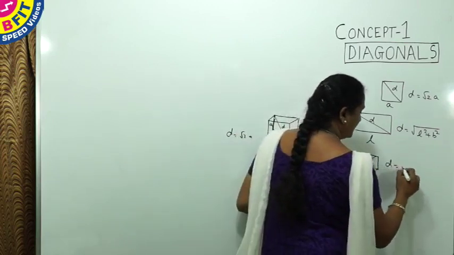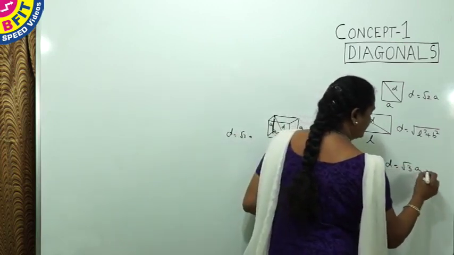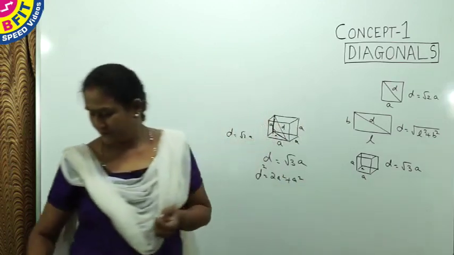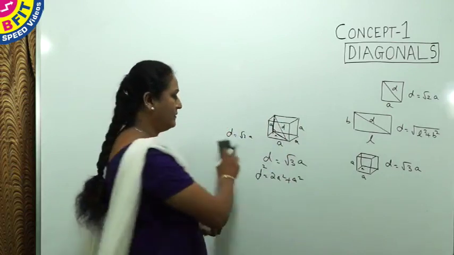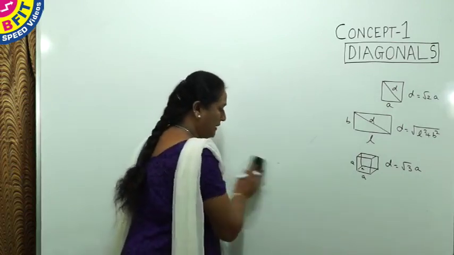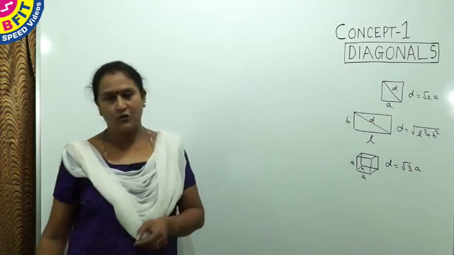So diagonal is root 3 times a. And here units. Units is just the units. And now we'll see how to calculate diagonal for a cuboid.